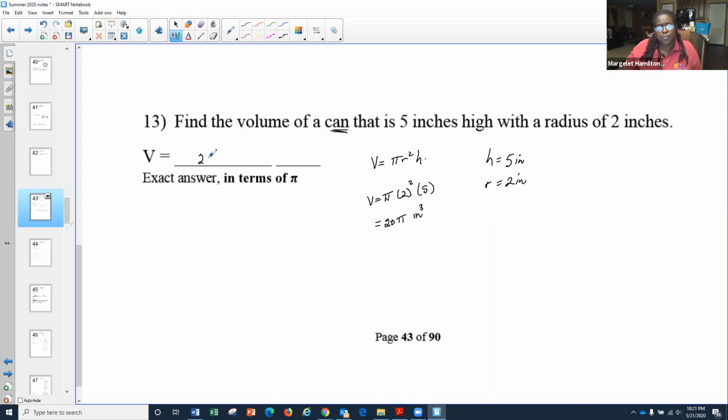So 20 pi inches cubed. You can say cubic inches as well. Okay? And we're done with that one. That one's pretty good. Next one, we don't have fractions, right? But it's okay. We can work around having our fractions.